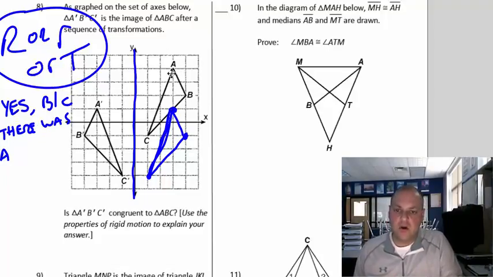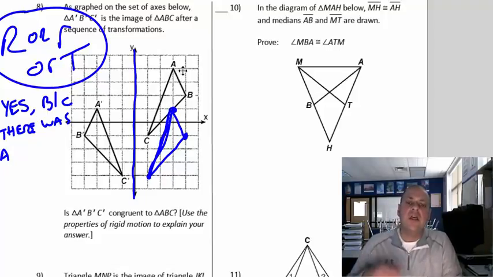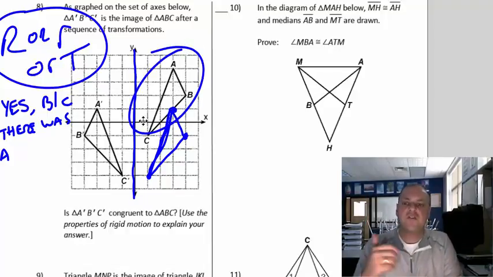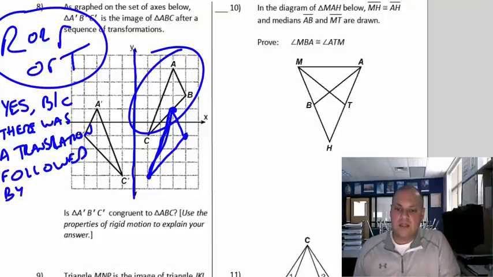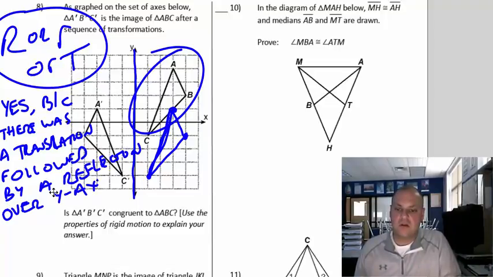Actually, I did it reverse. This is the image. So we started here, sorry. So we start here, we go to here. So starting here, we did the translation first. So there was a translation followed by a reflection over the x-axis. I'm sorry, over the y-axis. And you would say these are both rigid motions.